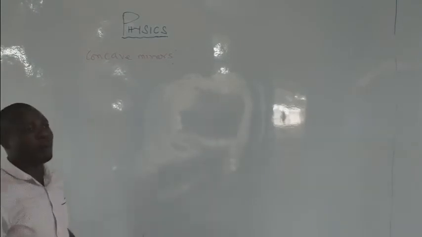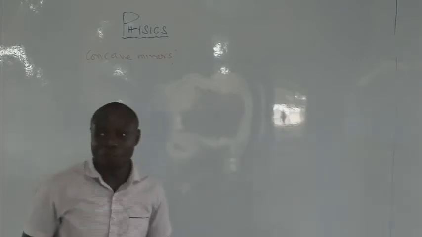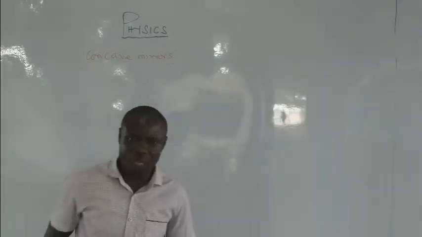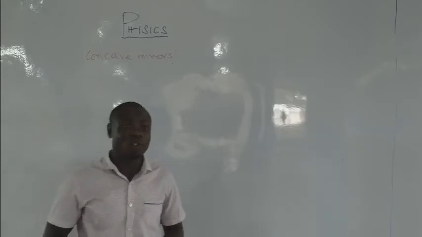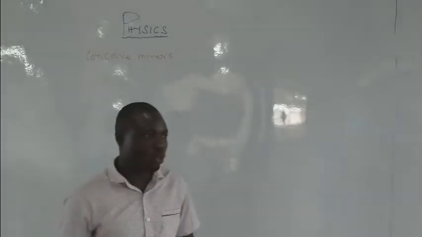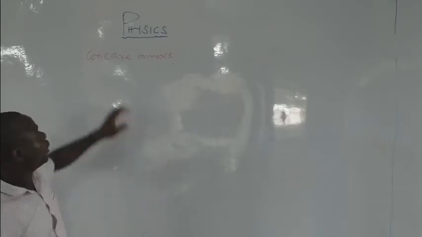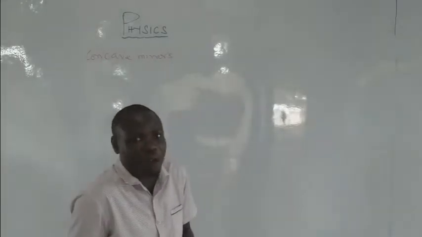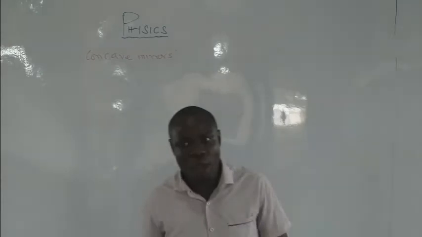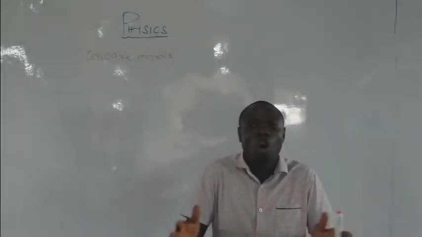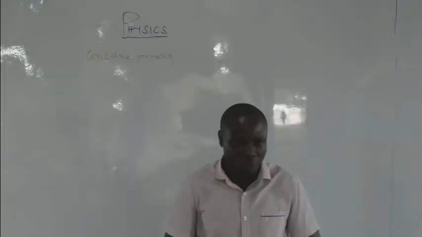What are concave mirrors? These are mirrors whose reflecting surface curves inward. They normally show real images. So they are mirrors where rays of light converge after reflection. Converge means what? Come together after reflection.